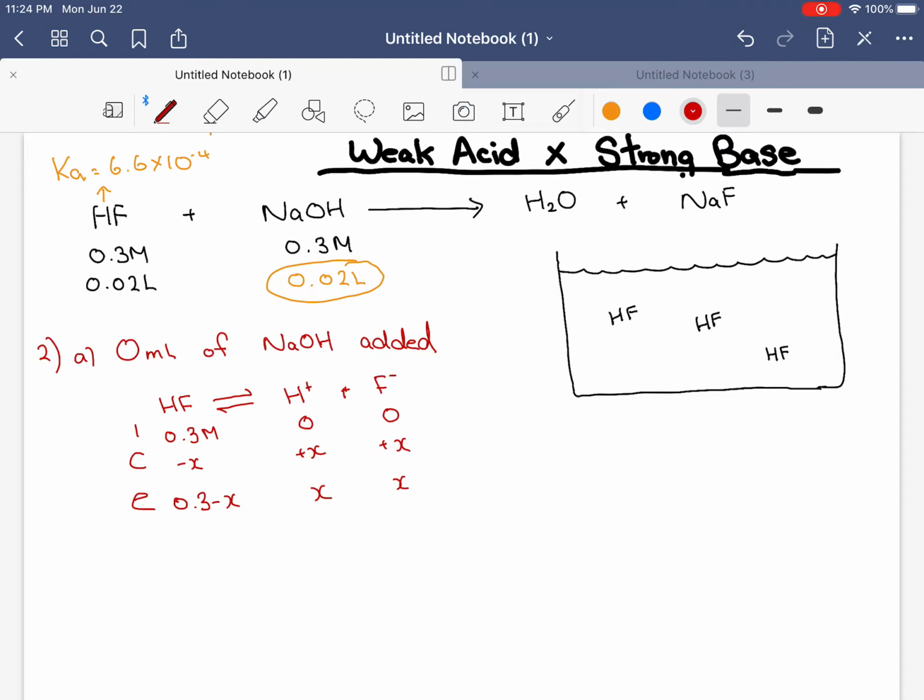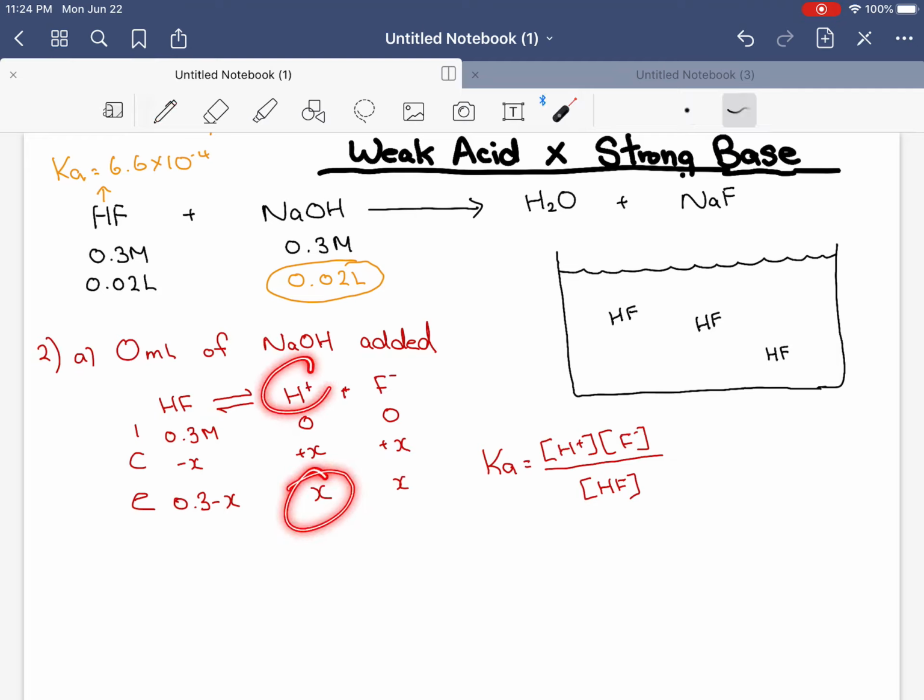So, knowing that the equilibrium expression, Ka, is equal to the amount of H plus times the amount of F minus over the concentration of HF. Okay, so let's plug in those numbers and solve for X, because X is exactly what we want. We want how many H plus is in the solution. At 0.3 molar, how many H plus are we going to get?